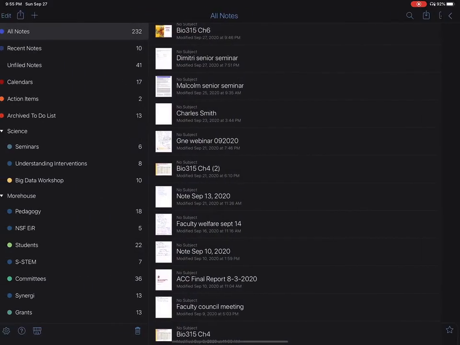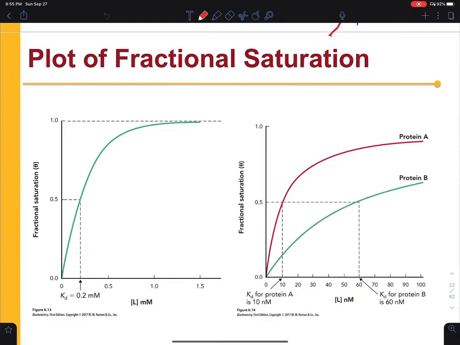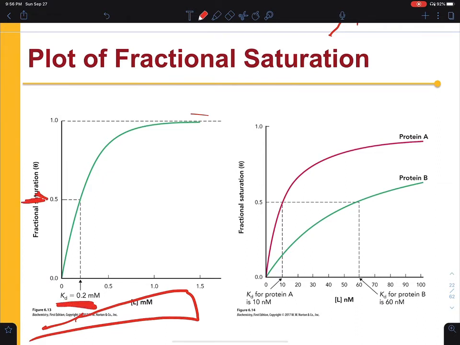I only have a minute left, but let's go back to our slides. And this is what we see. All of this is just what we pointed out before. This is a plot of fractional saturation. As you increase the ligand concentration over here, you see a dramatic increase, but it levels out at 100%. It approaches 100%, but never hits there. And we can define a Kd. By definition, if you go to where you're at 50% bound, you can define a Kd, which is a concentration at which you have 50% protein bound.